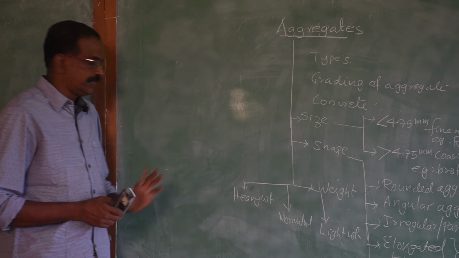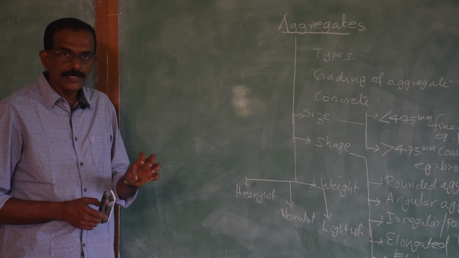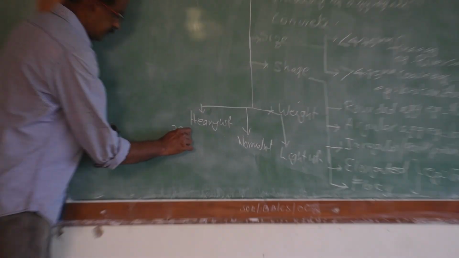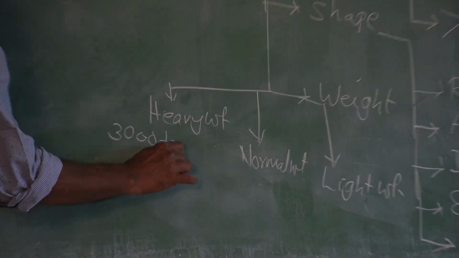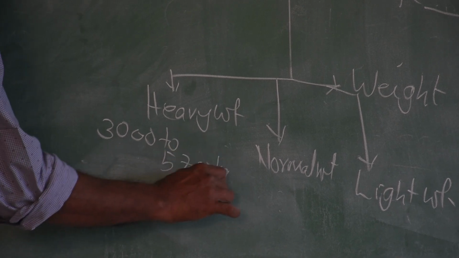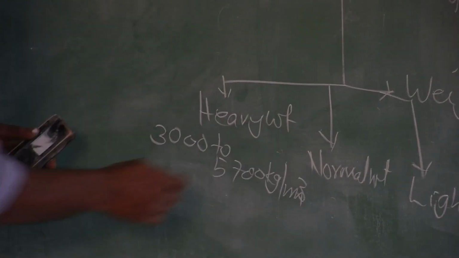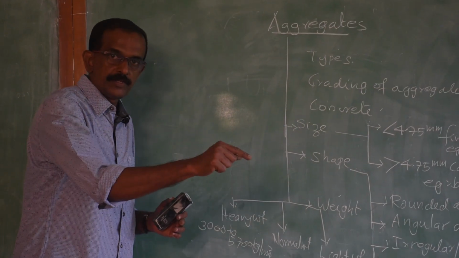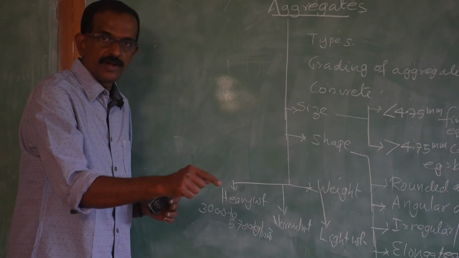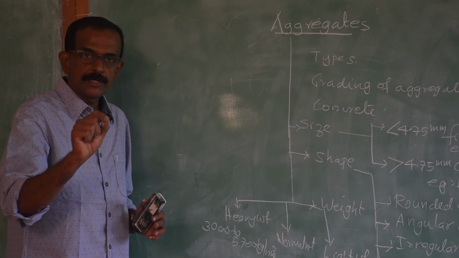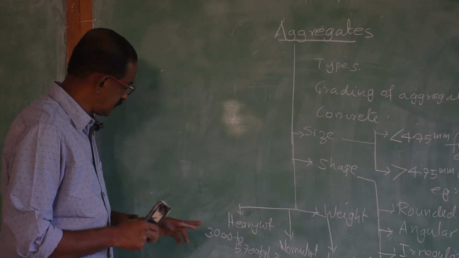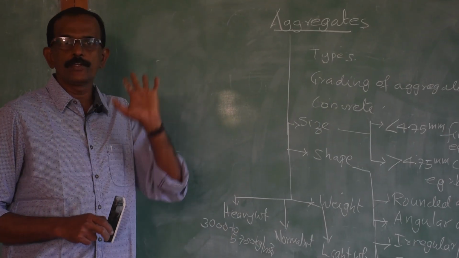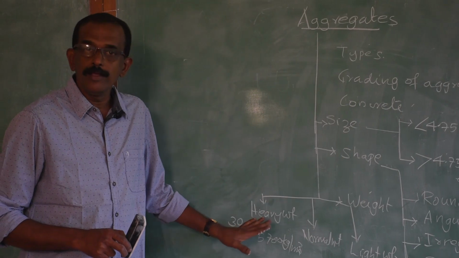So, first one, heavy weight aggregate. If the concrete has high density, say for example 3000 to 5700 kilogram per m cube. That means, if you take 1 m cube of concrete, say 1 meter length, 1 meter width, 1 meter depth, 1 into 1 into 1 m cube, if that concrete gives a weight or a density of say 3000 to 5700, that concrete is called heavy weight concrete and the aggregates used are called heavy weight aggregate.